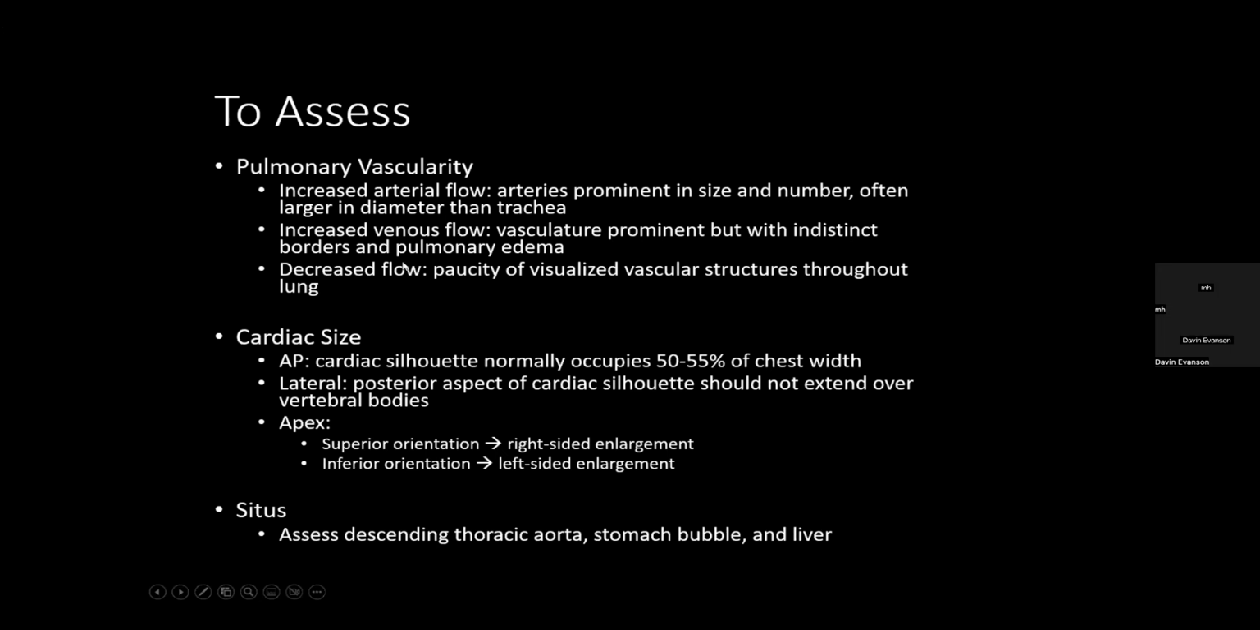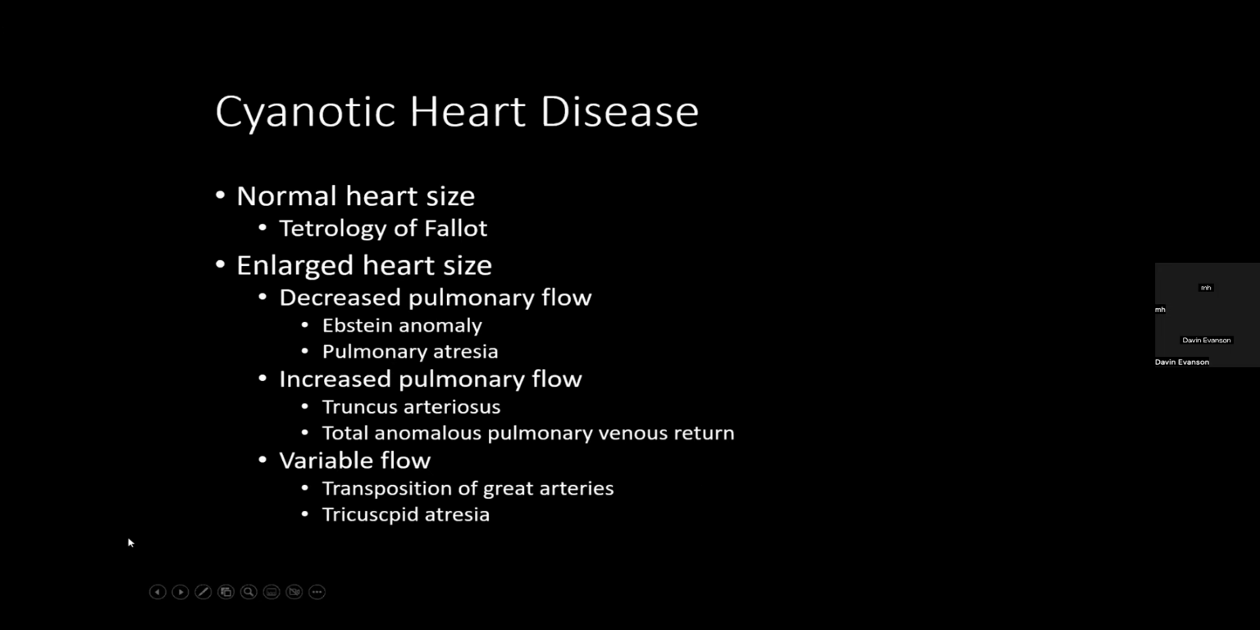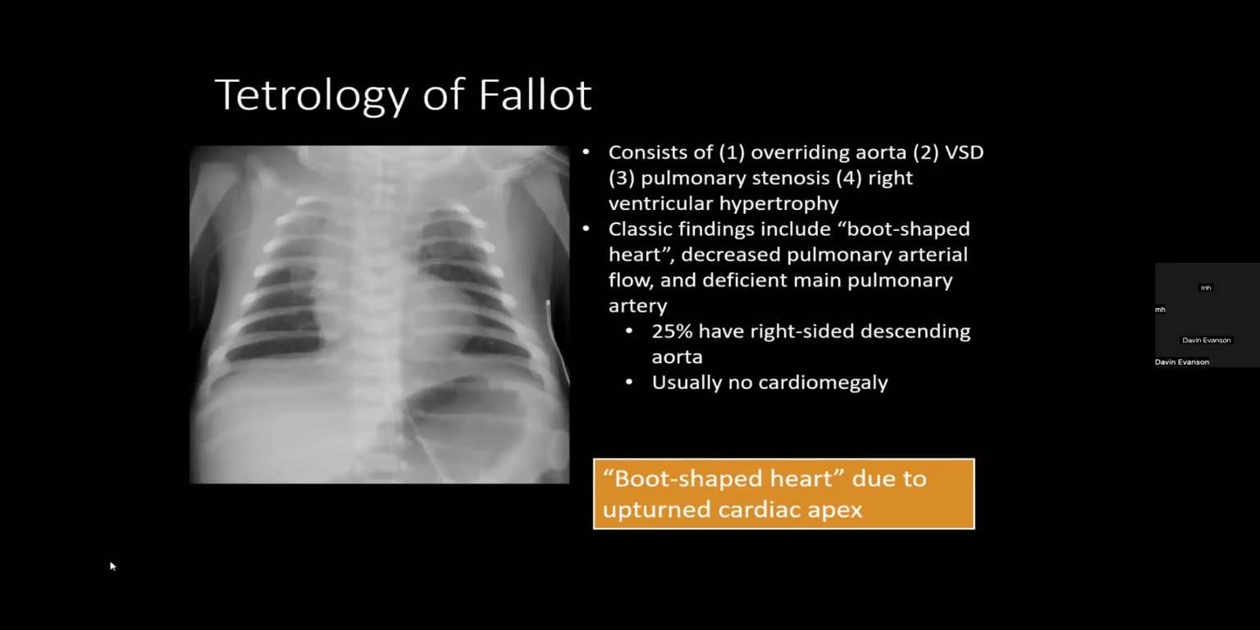So things to look at: pulmonary vasculature, cardiac size, and situs. And it's very important to know cyanotic versus acyanotic. It's always sort of the beginning of the branch when you're thinking about pediatric cardiac malformations, having the history. So some common things: tetralogy of Fallot, the boot-shaped heart. You can look up what 4 things make up the tetralogy.